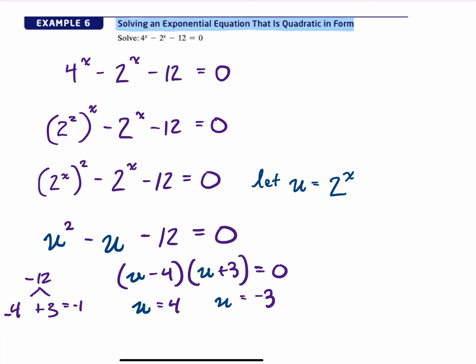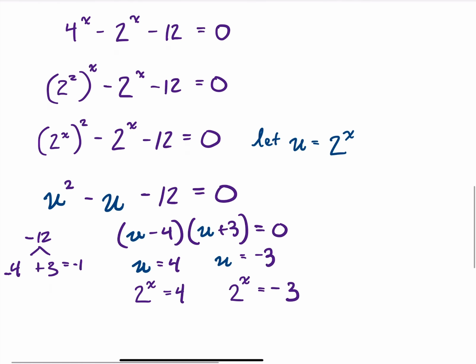But we said earlier that u equals 2 to the power x. So let's undo that substitution. Let's replace the u with our 2 to the power x. So 2 to the power x equals 4, and 2 to the power x equals negative 3. The first one we can see for sure, x equals 2. We get one solution.